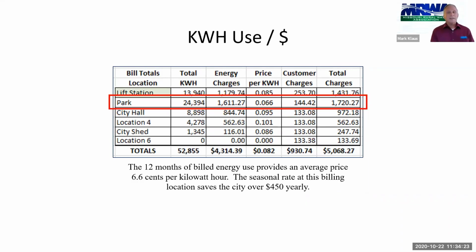This is the kilowatt use versus the amount of cost. As we look at this chart, obviously highlighted in red, or circled or squared up in red, is the park. If we look at that, the lift station used like 13,000, about 14,000. Their bill was about $1,200. They're getting charged 8.5 cents per kilowatt hour. Their total bill was $1,431.